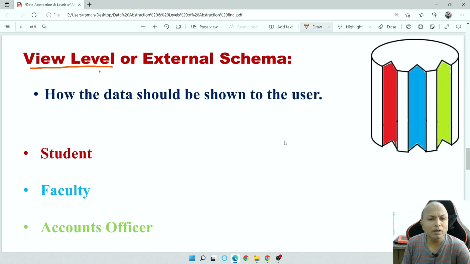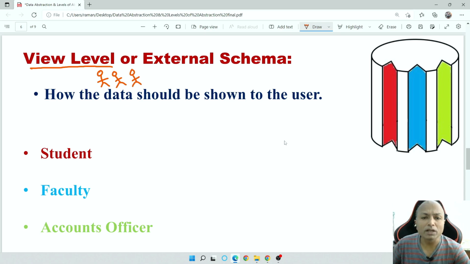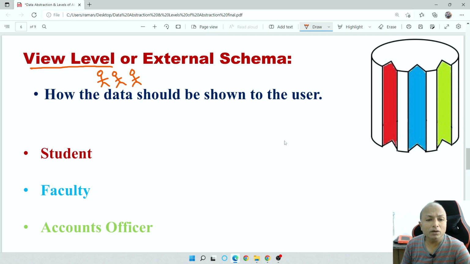At this view level, the users are allowed to visualize a part of the database, and this view level will tell how the data is visualized to the user. We will consider one example. Suppose one university database is there. The student is accessing a part of the data which is allowed to him, whereas the faculty is also accessing a part of the data. The accounts officer is also going to access another part of the data.